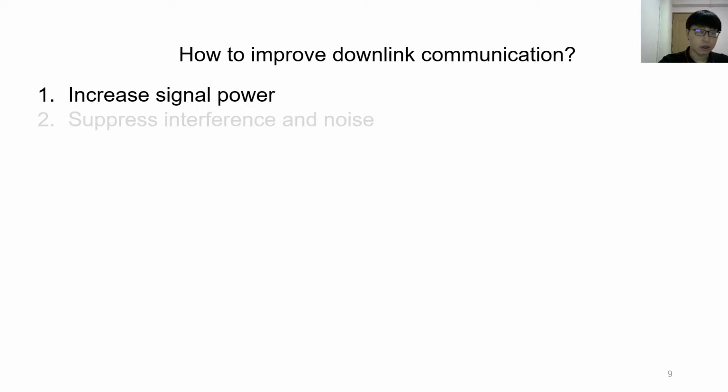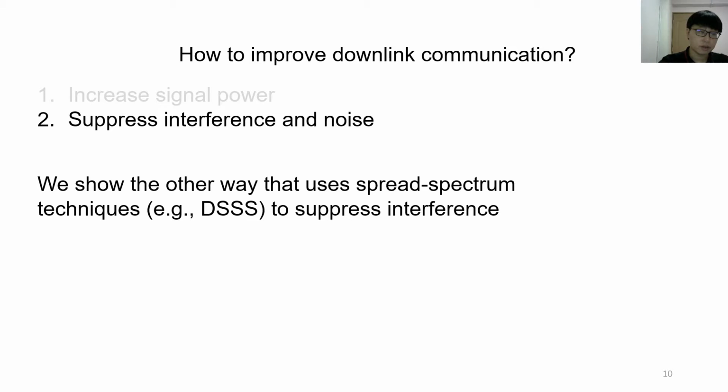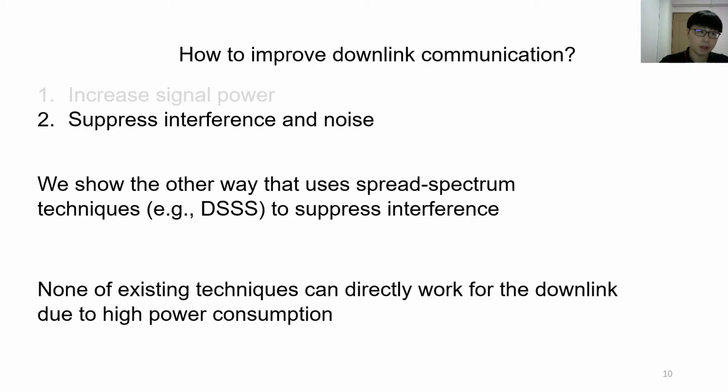For the first way, however, the gateway has very limited transmission power. Maybe we can combine multiple gateways with distributed MIMO to increase the downlink range. But this will increase the complexity of the deployment. In this paper, we show the other way: to use spread spectrum techniques to suppress interference and noise. However, none of the existing techniques can directly work for the downlink due to their high power consumption.